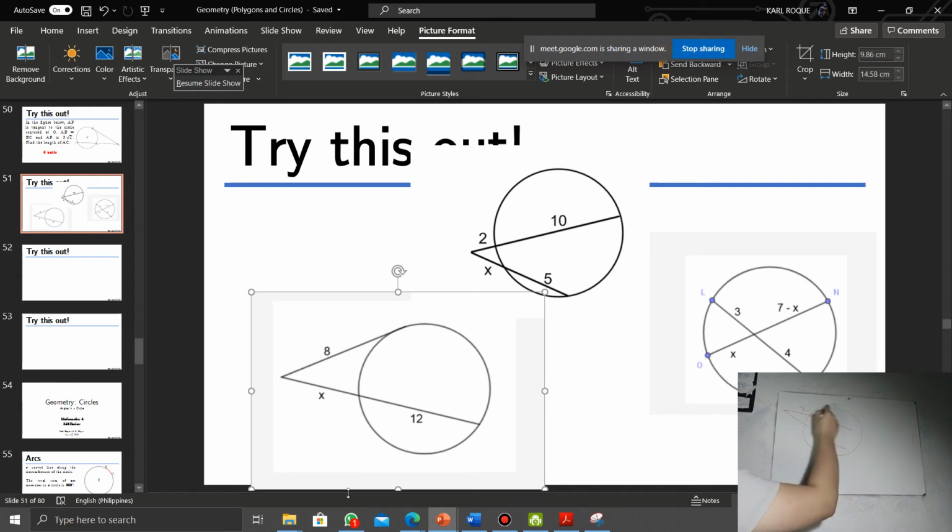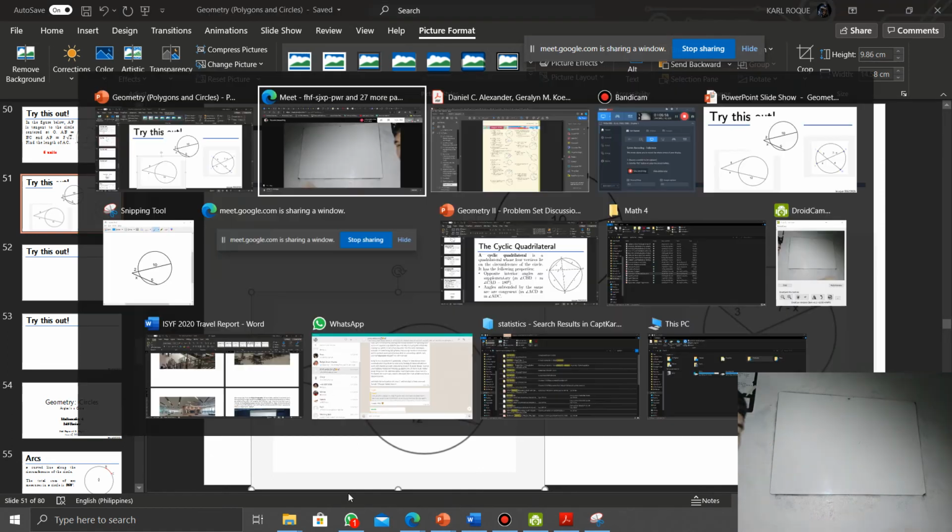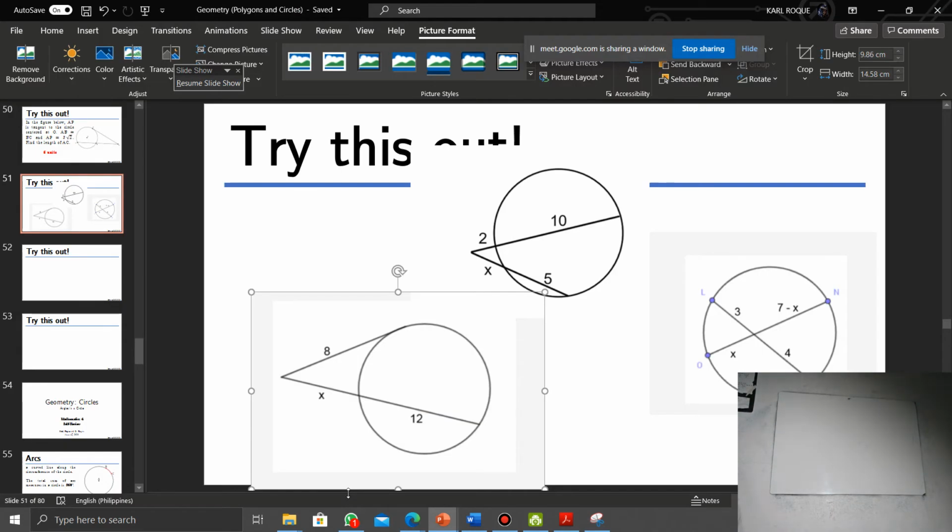2, 10, x, 5. 2 times 10 plus 2 equals x times x plus 5. X squared plus 5x equals 24. X squared plus 5x minus 24 equals 0. X plus 8 times x minus 3 equals 0. X equals 3. And lastly, ito.